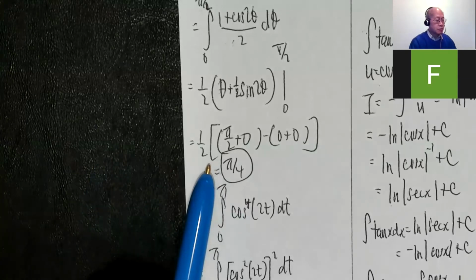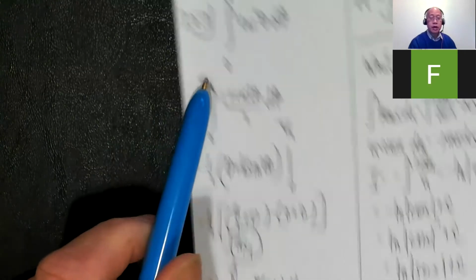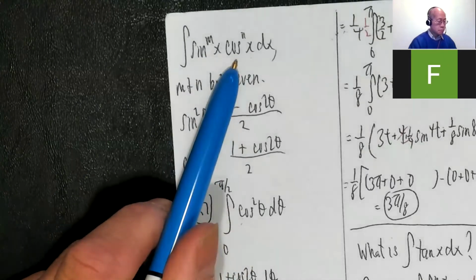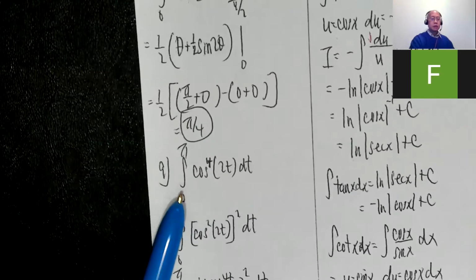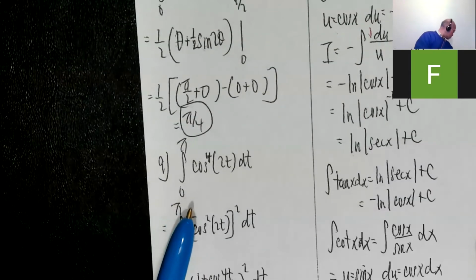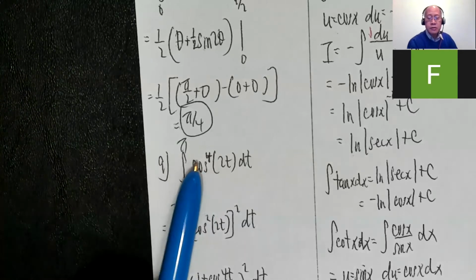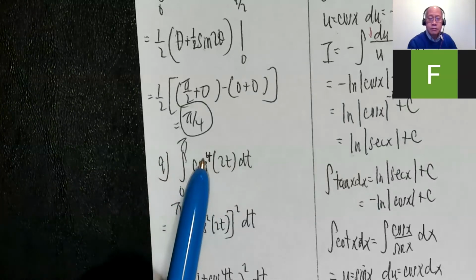All right, so that's how I tackle this kind of a problem when I have an even exponent. Okay, number 9, a little bit harder. Integral from 0 to pi of cosine to the 4th of 2t. Again, if this was cosine to the 5th or 3rd, I would do the same trick as yesterday. But now all I have is an even exponent. That's a little bit harder.